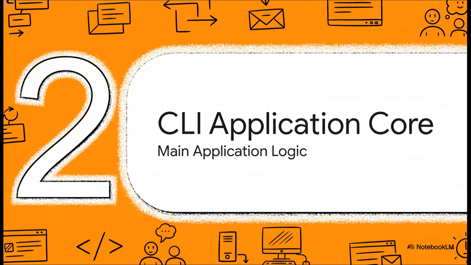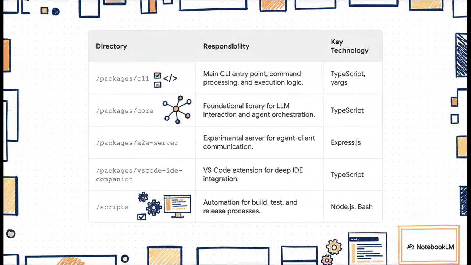Moving on to Section 2. Here, we'll take a look at the main application logic, which is spread across the repository's various packages. The code base is neatly organized into distinct packages, which creates a really clear separation of concerns. The /packages/CLI directory is the main entry point, using TypeScript and yargs to process commands. All the foundational logic for LLM interaction is in /packages/core.